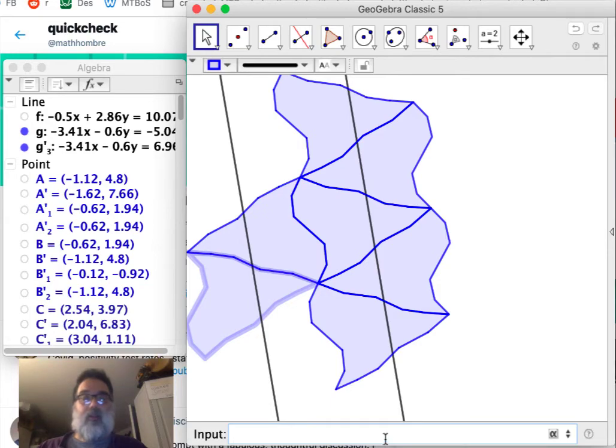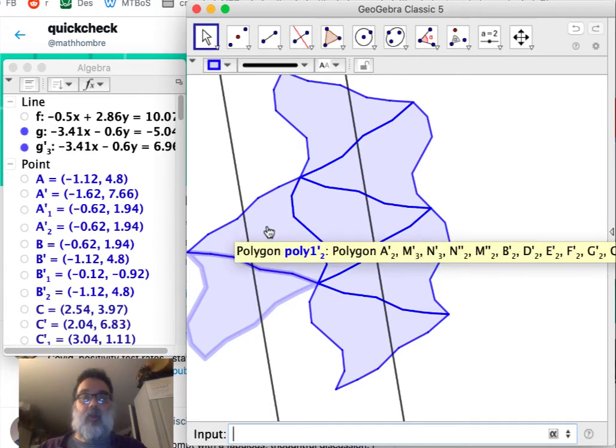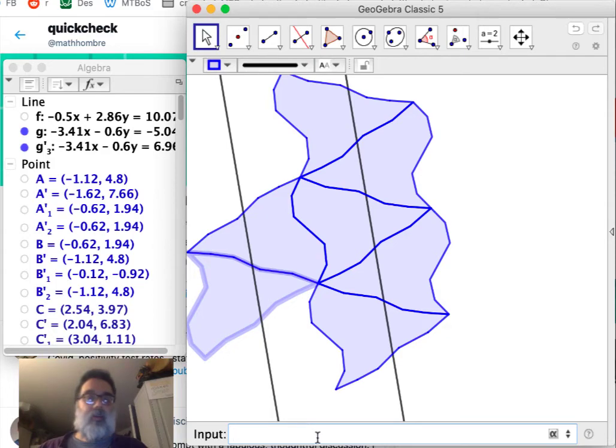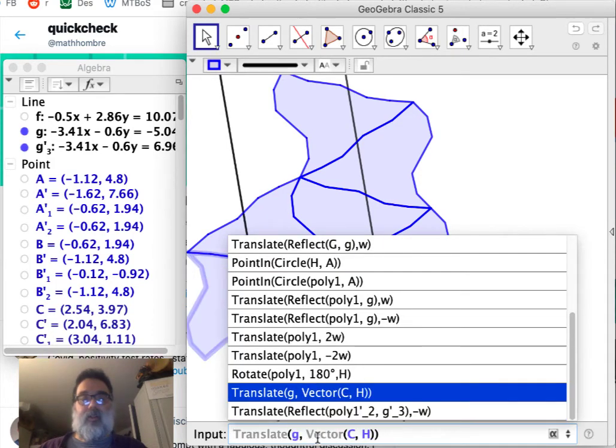And from here, I can fill in a couple more, right? This was poly 1 prime 2. Once I've got those two, I can just do it all by translations.